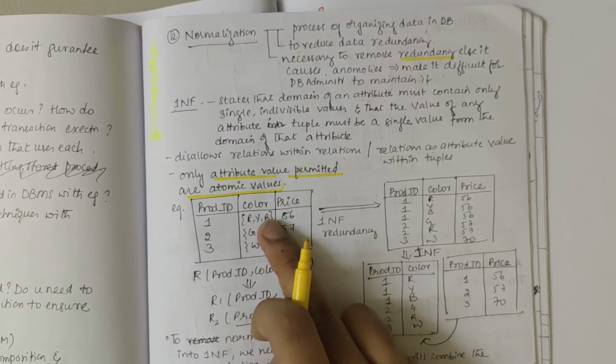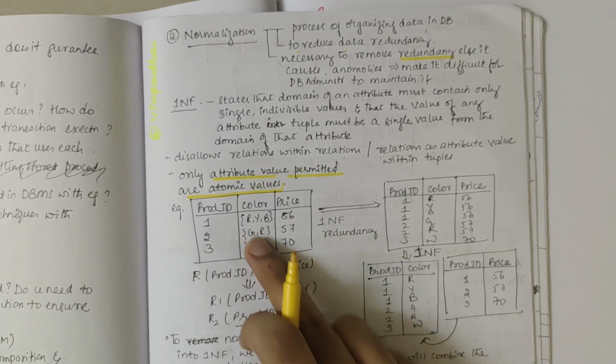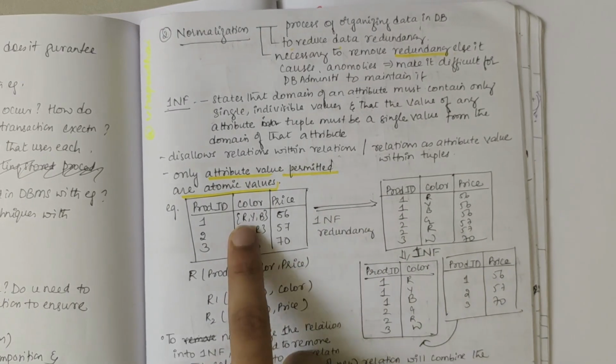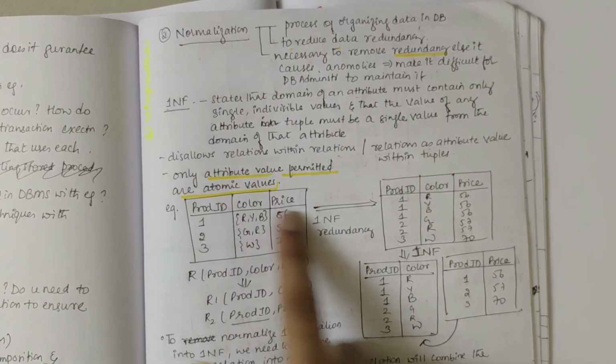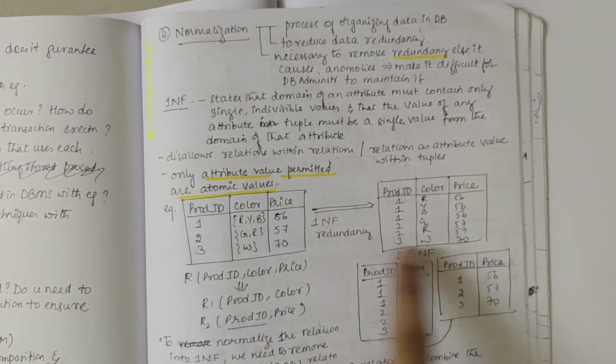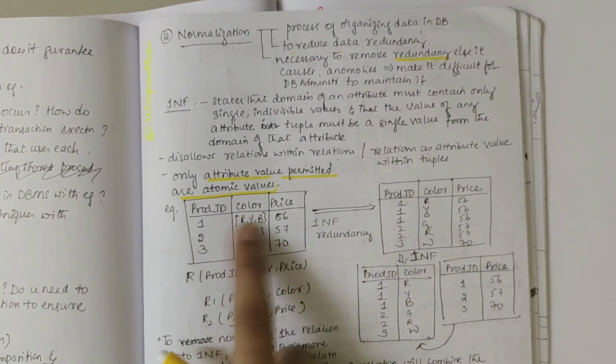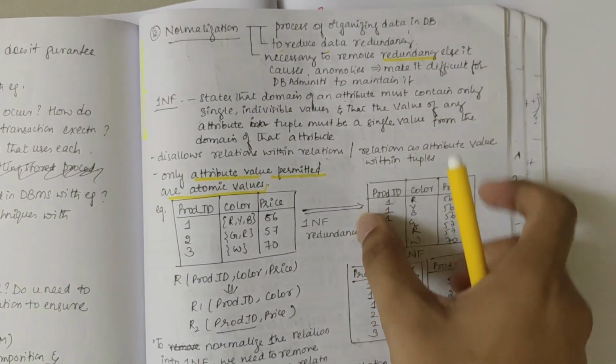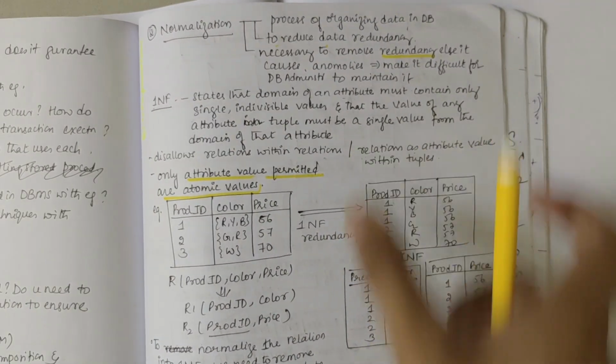So color has 3 attributes here, with 2, 1, 3, 2 values and 1 value in the color. So this is 1NF redundancy, right? In order to reduce that, you will write 1 R 56, 1 Y 56, 1 B 56 separately. You'll form this table in such a way that there are only atomic values in all the attributes.